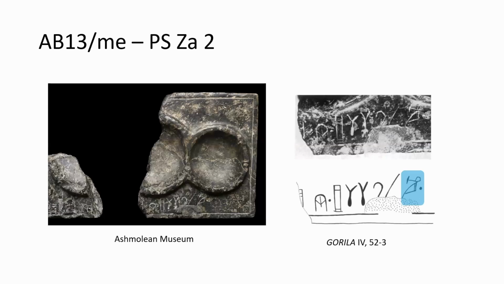We have a similar example on a libation table from the Psychro cave, a very famous table, which you can see here was deliberately broken, perhaps as part of a deposition ritual. And there is a second vertical line on the rightmost edge of the sign, so another line has been added.